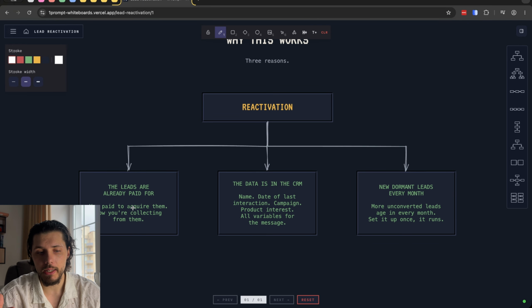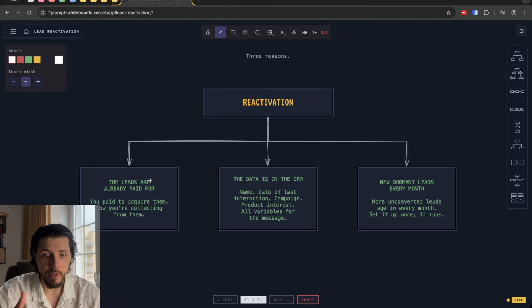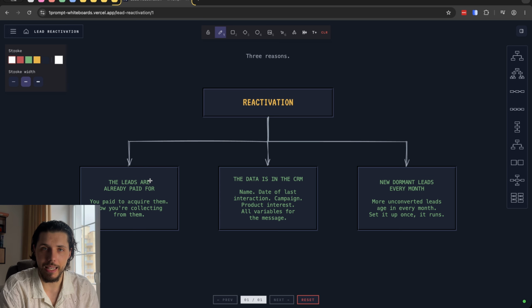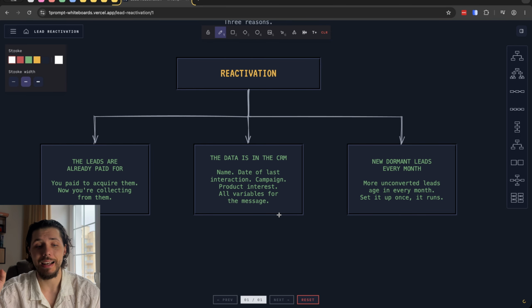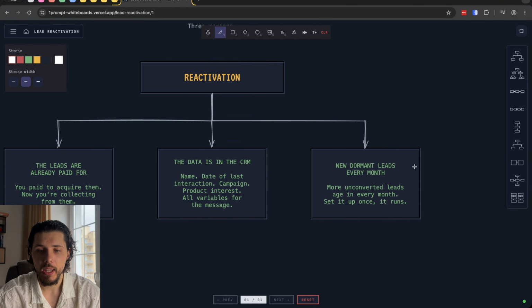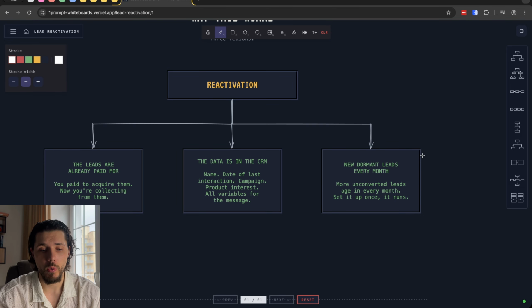The way it works is the leads are already paid for, right? The business pays to acquire the leads. Again, the business can get leads organically, but if the lead was not converted, even though they were interested, this is still leaving money on the table. Now, the data is the CRM, ideally the name and the date of the last interaction. The more data we have, the more personalized outreach we can create, and new dormant leads come into the CRM every month that you can continuously reactivate.